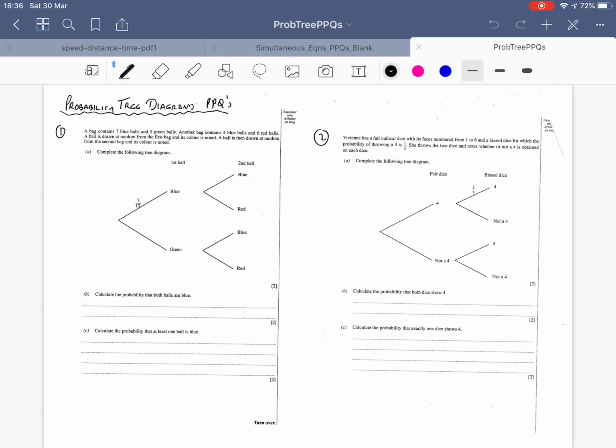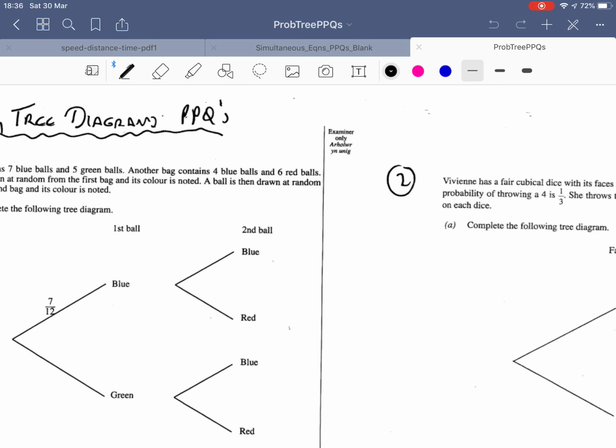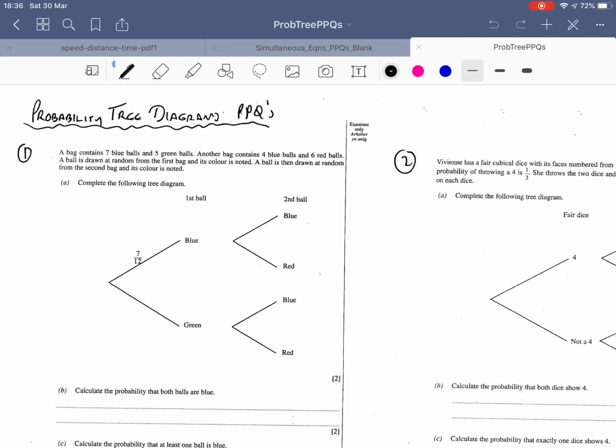Revise with me video on probability tree diagrams. So the thing to remember with probability trees is that all probability adds up to 1. So all probability adds up to 1.